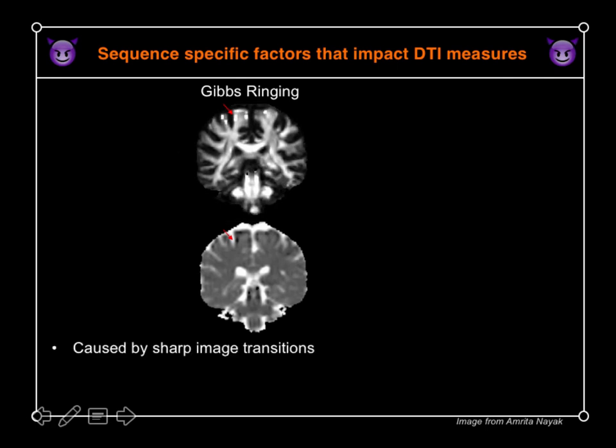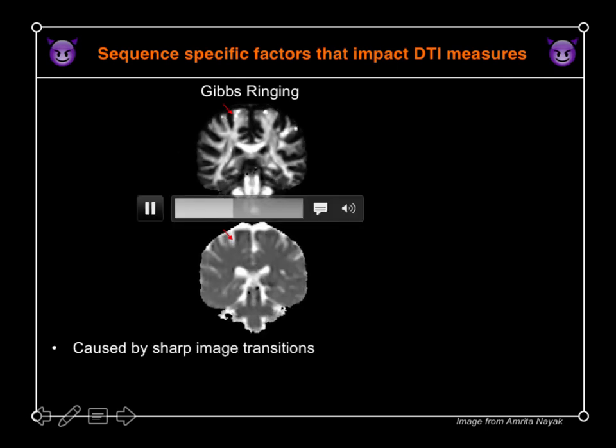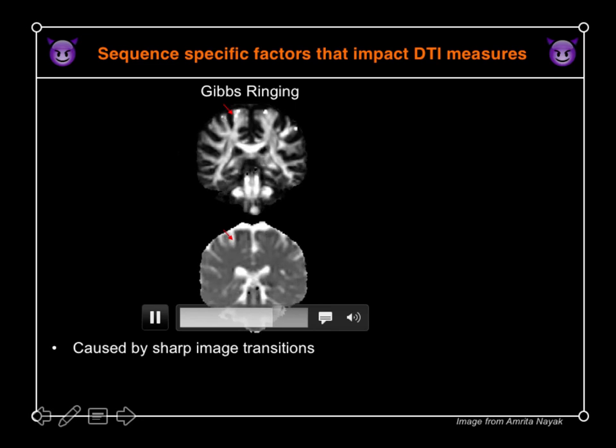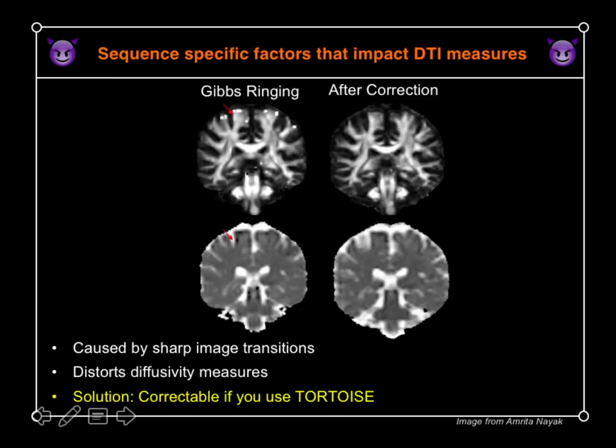The other distortion is the Gibbs ringing. This refers to these sort of ringing effects that are caused by really sharp image transitions. What this means is in T2 weighted images, such as in the case of diffusion images, you get this very sharp contrast between CSF and the gray matter, and in voxels on the border where there's a sharp transition from CSF to, for instance, gray matter, you get this rimming effect. And this again distorts the diffusivity measures, but fortunately we have a solution for it. If you use the latest version of Tortoise, I believe this corrects for Gibbs ringing.